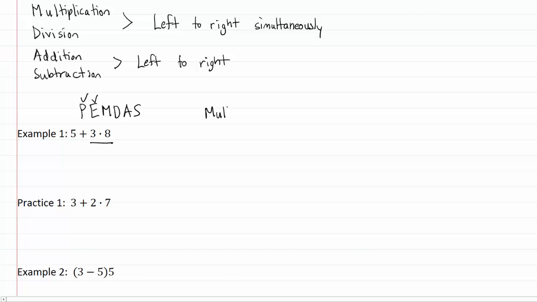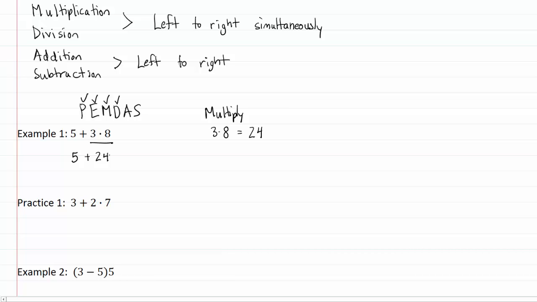So the first thing here, I've got to multiply. I'm going to write over here what I'm thinking. I'm going to multiply 3 times 8. 3 times 8 is 24. So now instead of 3 times 8, I'm going to substitute in 24. I've done this multiplication and I don't have any more division. So I'm going to rewrite the expression with 5 plus 24 now.